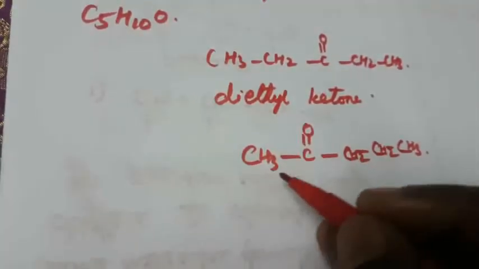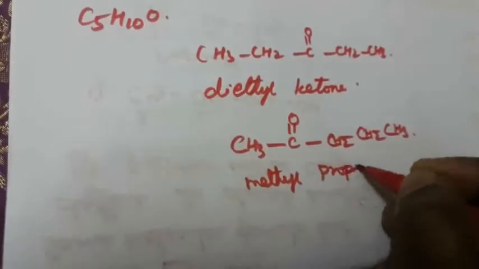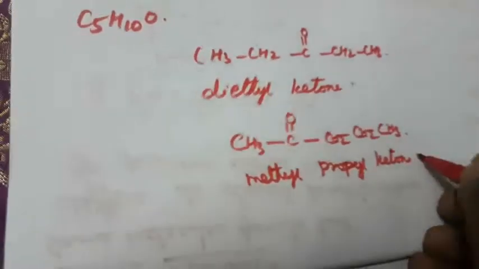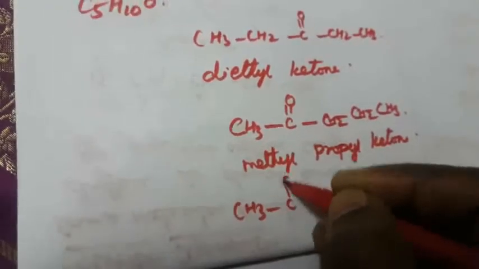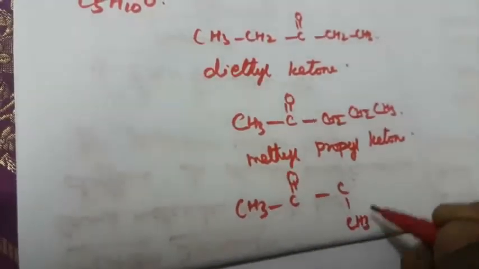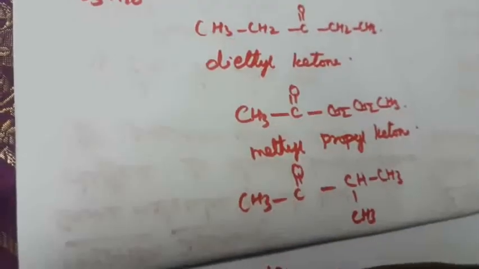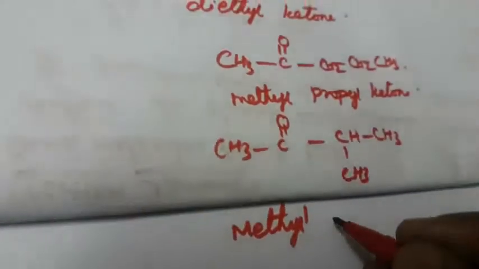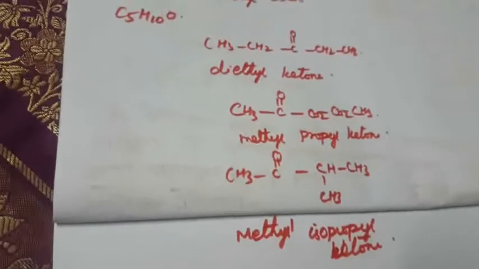So here, methyl propyl ketone. This is another one. The same compound we can write like this: CH3 C double bond O, and this also has a branched chain, CH3 CH CH3. So this is isopropyl: methyl isopropyl ketone. Okay, this is called metamerism.